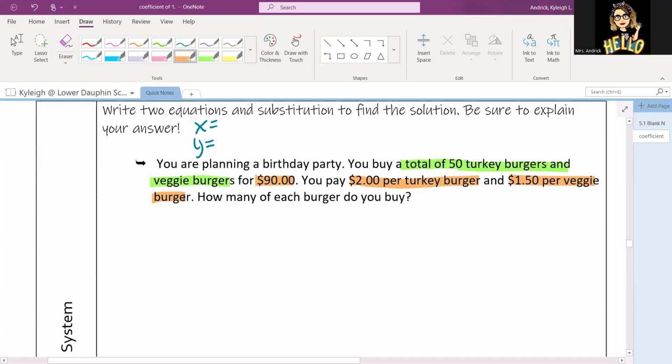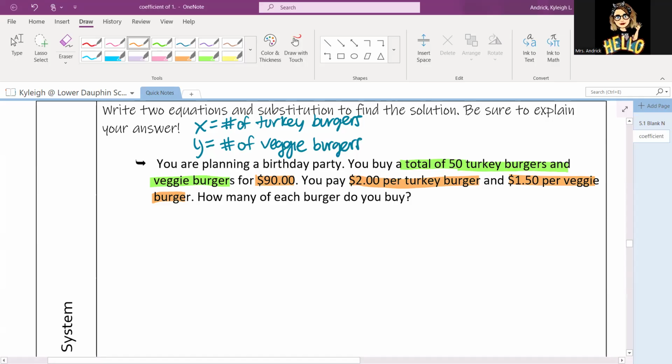Well, remember we talked about this. Anything with money becomes one equation and the other number becomes the other equation. But before we do that, we have to figure out what two things we are comparing. Well, we're comparing turkey burgers and veggie burgers. So I'm going to say x is the number of turkey burgers because that's the first thing I see, and y is the number of veggie burgers. It could have been either way. It doesn't matter.